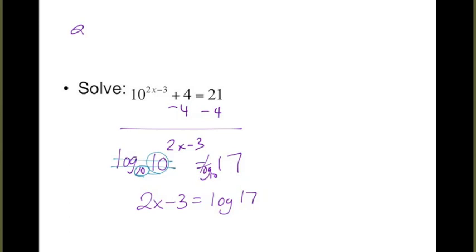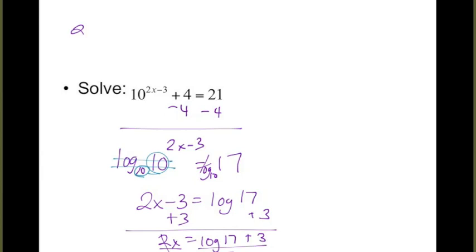Now we need to get x alone. So I'm going to do that by adding 3. When you add 3, you cannot add it to the 17. That 17 is inside of the log. It already has something being done to it, so we can't do more to it. So we need to add 3 just to the whole thing, not to the 17. And then we need to divide by 2, again, to the whole thing, not to any part of it.